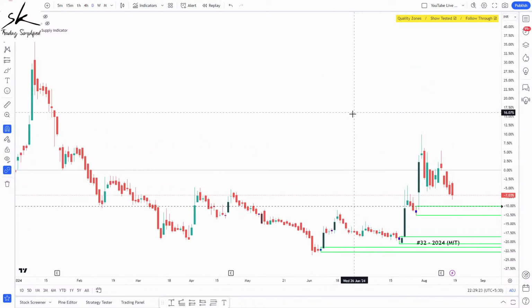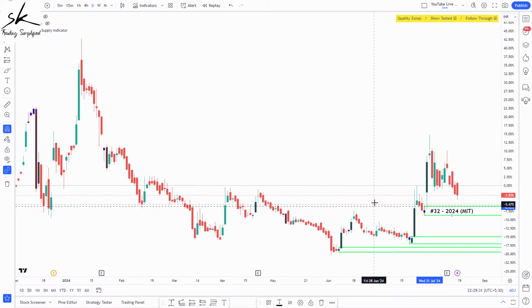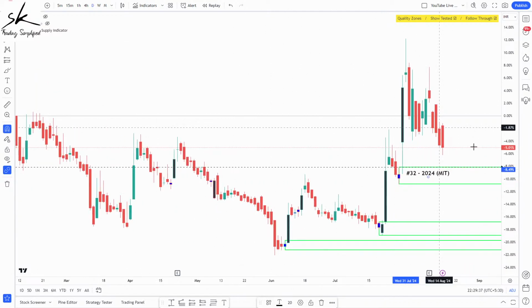Now, going back to identifying zones, you can see the indicator is telling me that this is where I have my nearest demand area, which is a drop based rally. So let's start with this one, and then I'll talk about why I shifted to the lower one. So yes, we have a drop based rally zone available. The indicator has already identified it for us.